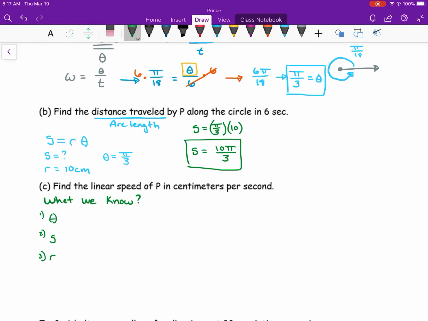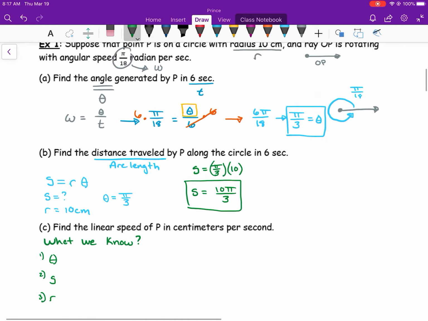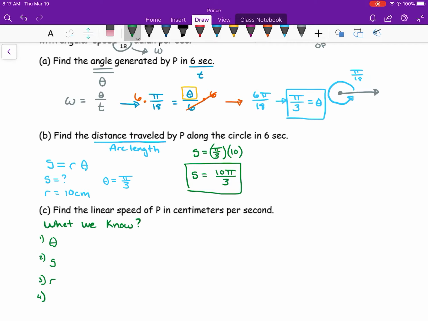What else do we know? We know omega. We know all these different things. The formula I'm going to use from the top is velocity equals arc length over time. Oh, I forgot to add that we know time as well: 6 seconds. So linear velocity is our arc length, 10 pi over 3, divided by our time of 6 seconds.